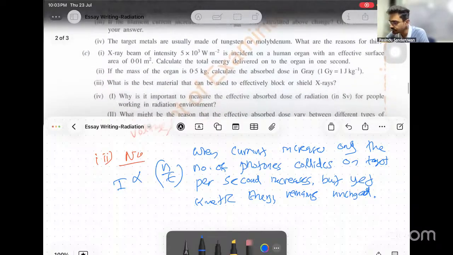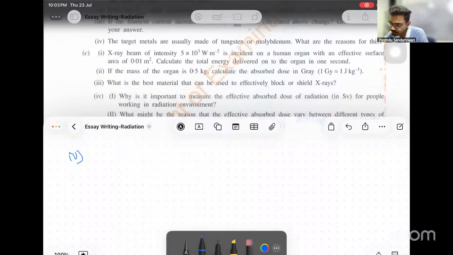Then 4. The target metals are usually made of tungsten or molybdenum. What are the reasons for this? Molybdenum is not that popular, but tungsten is popular. We usually discuss tungsten in the theory too. When electrons collide, very high heat is released, about 99% of the energy is converted to heat, so the temperature increases rapidly. If the melting points are comparatively small, the anode or target metal will melt.